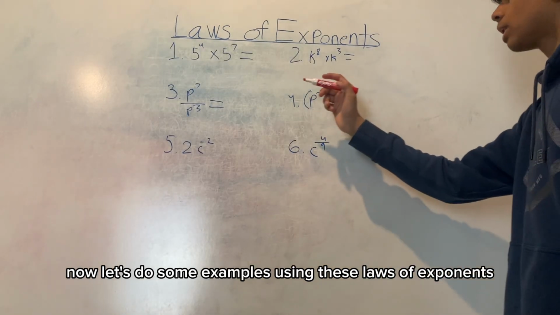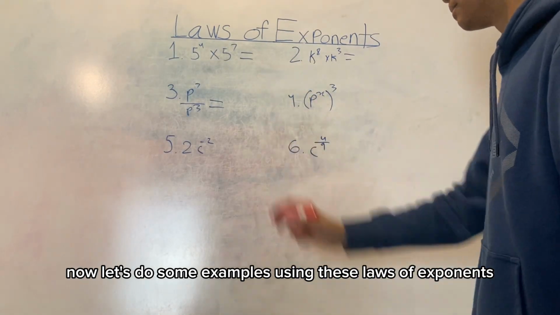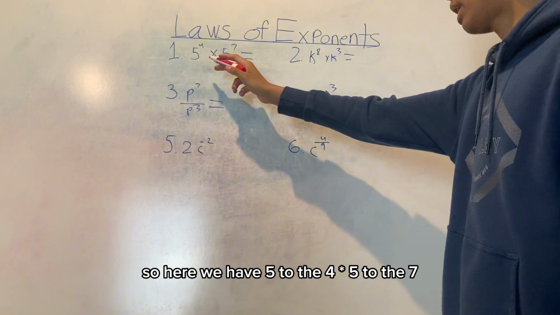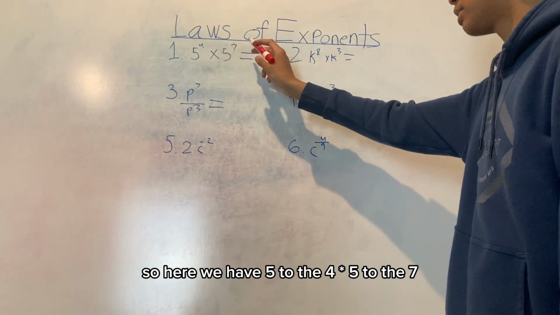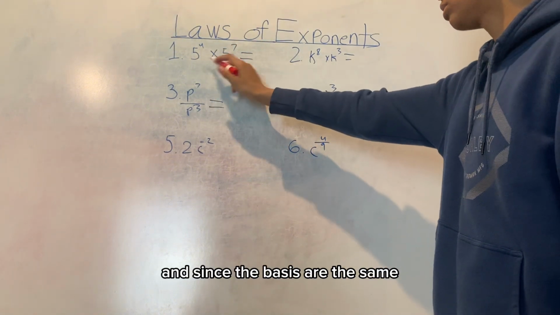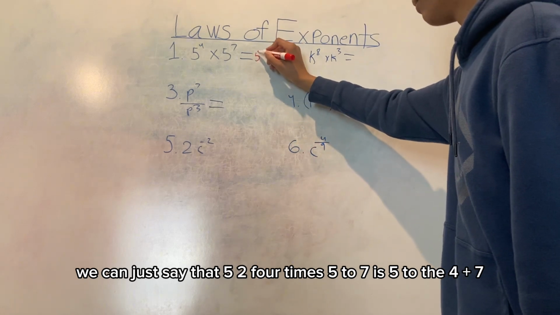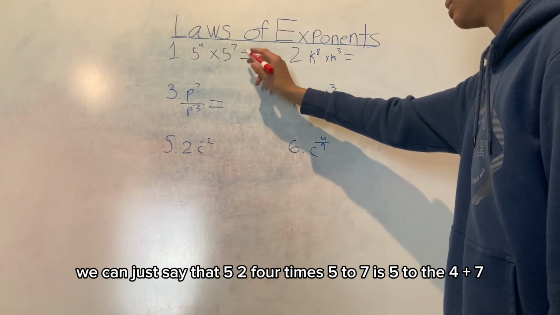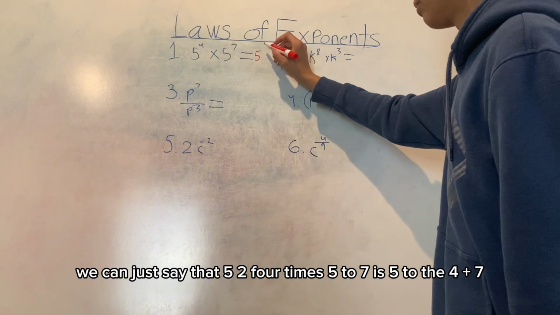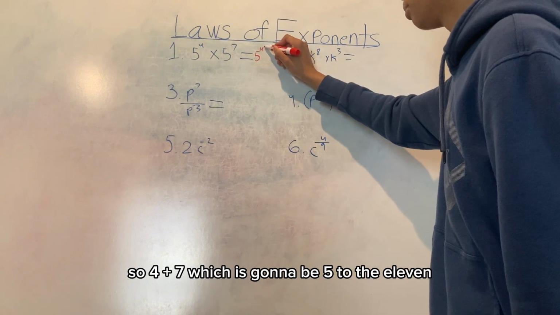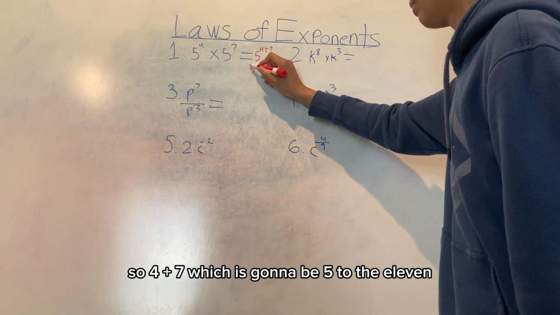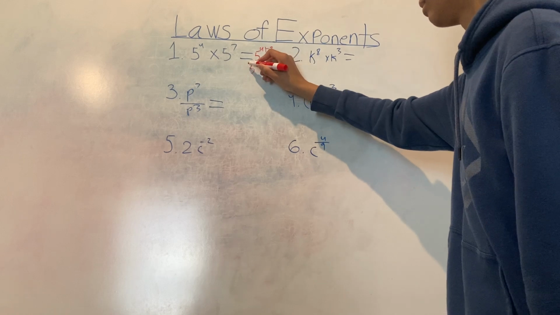Okay, now let's do some examples using these laws of exponents. So here we have 5 to the 4 times 5 to the 7. Since the bases are the same, we can just say that 5 to the 4 times 5 to the 7 is 5 to the 4 plus 7. So 4 plus 7, which is going to be 5 to the 11.